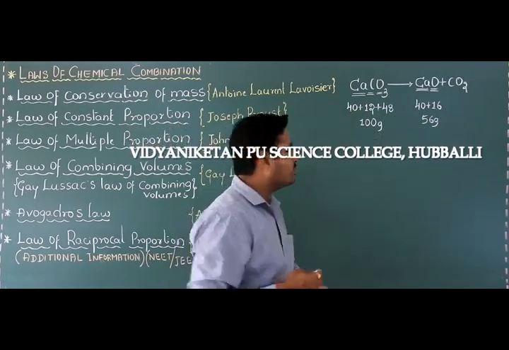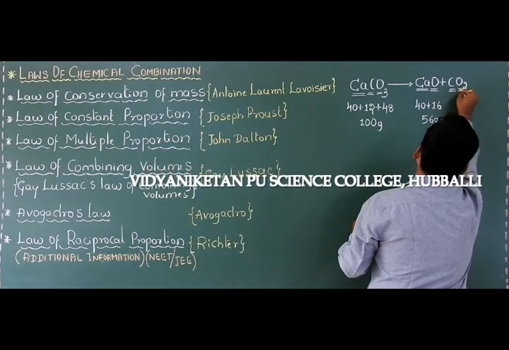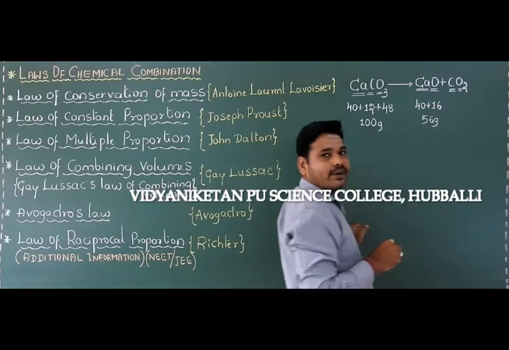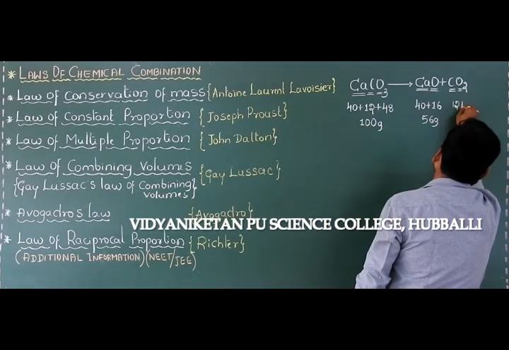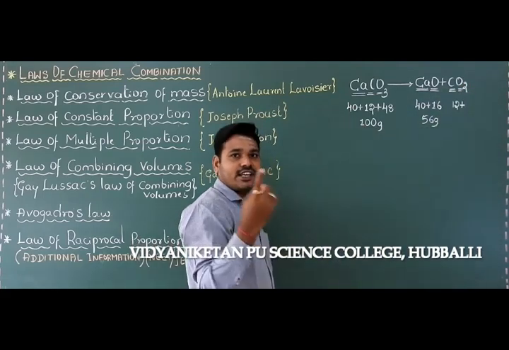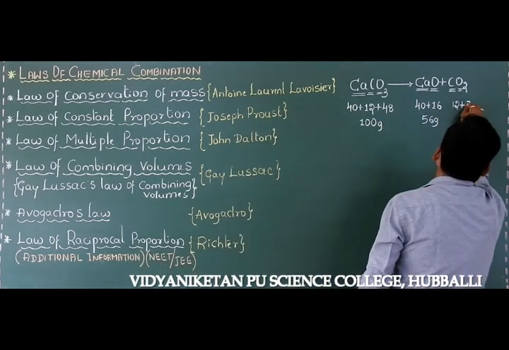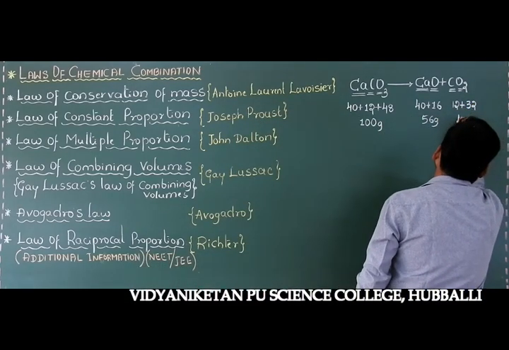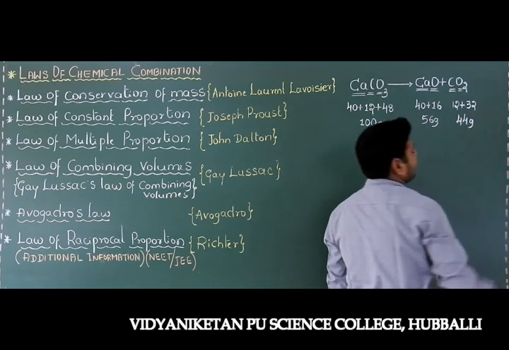Now similarly on the other hand, carbon dioxide, one carbon is present and two oxygen atoms are present. One carbon, the mass of carbon is 12 plus 2 oxygen atoms. The atomic mass of one oxygen is 16. So 16 into 2, 32. So 32 plus 12, the total mass of carbon dioxide is 44 gram.